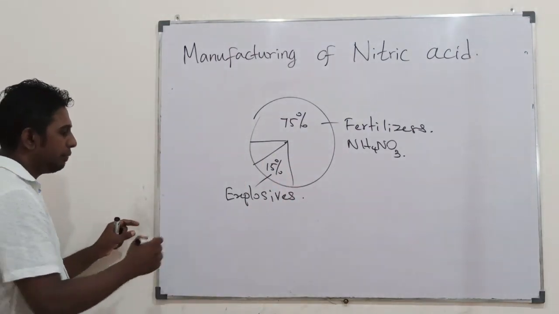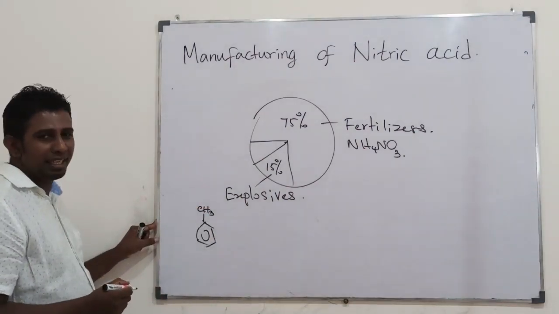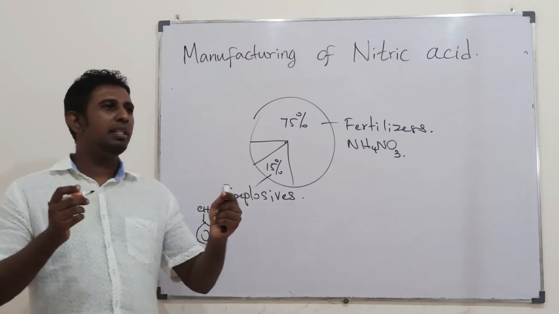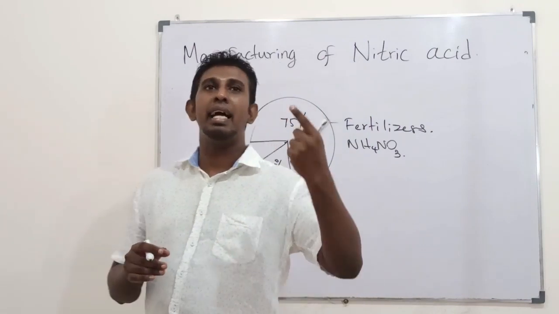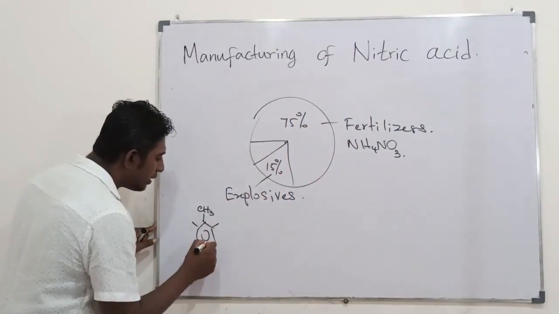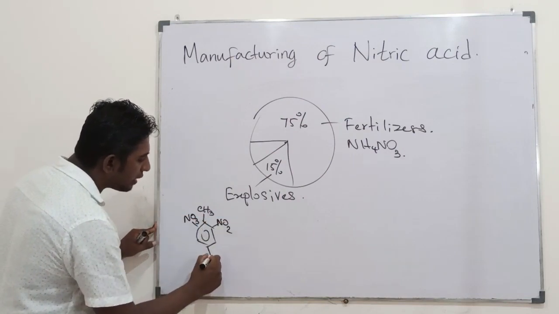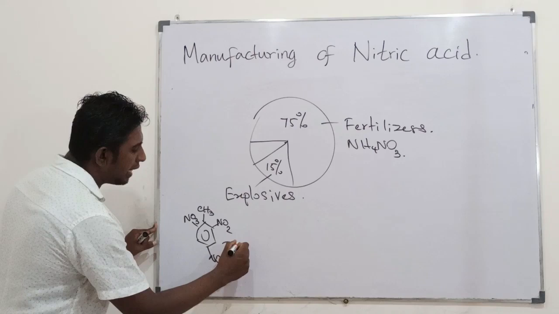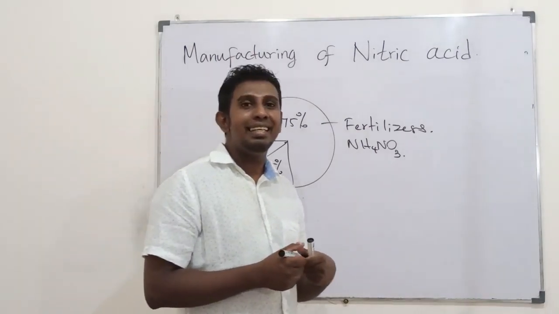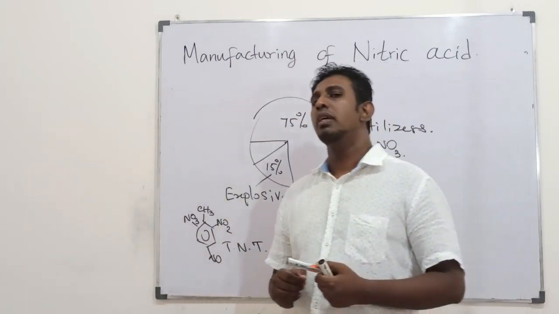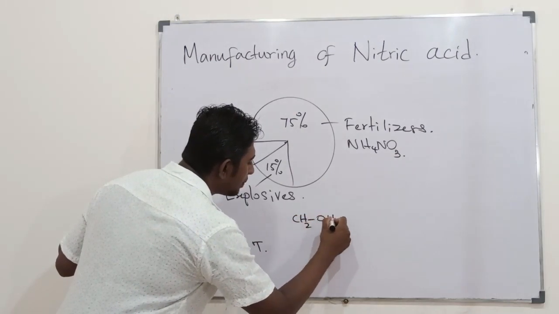What are the explosives? Students, could you remember this? We call it toluene. When you treat toluene with concentrated nitric acid and concentrated sulfuric acid, we call that the nitration mixture. You treat toluene with the nitration mixture, then you get 2,4,6-trinitrotoluene. Trinitrotoluene, in short we call it TNT, is an explosive.